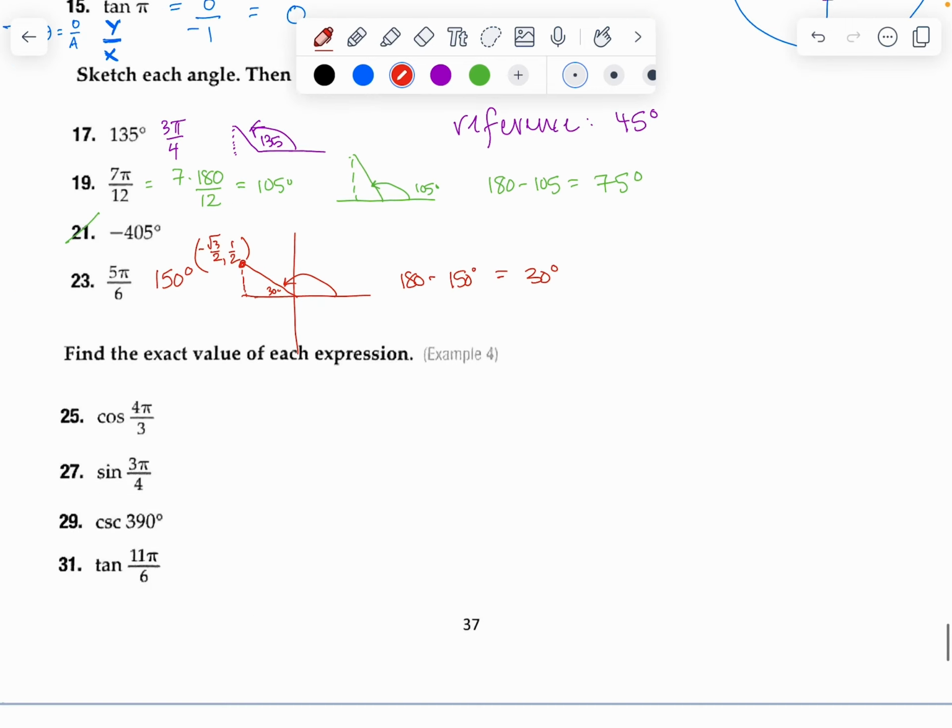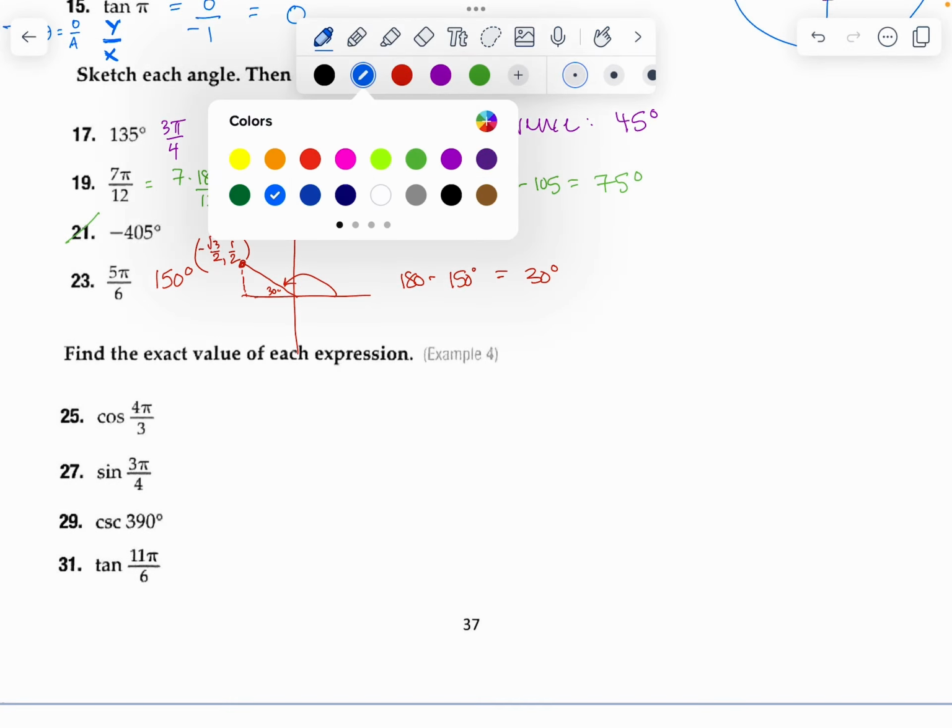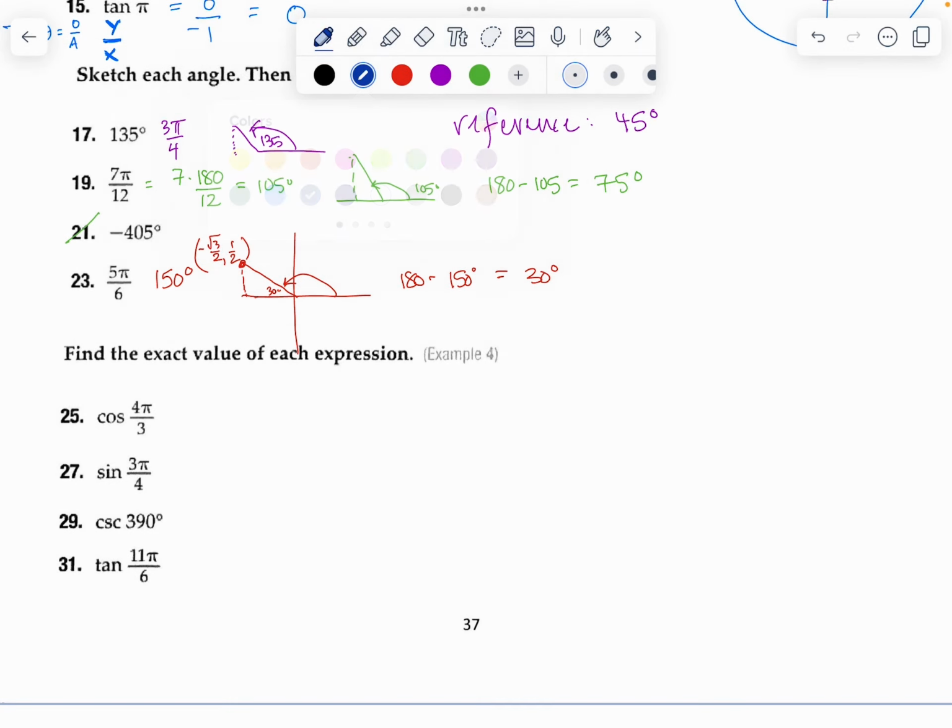Okay, so now we are talking about finding the trig values in the unit circle. Let's find the cosine at 4 pi over 3. Let's do that. We'll just do that in blue. So the cosine at 4 pi over 3, you can use the circle if you need to. 4 pi over 3, that's at 240 degrees. If working in degrees helps you, great. If it doesn't, then just work in radians.